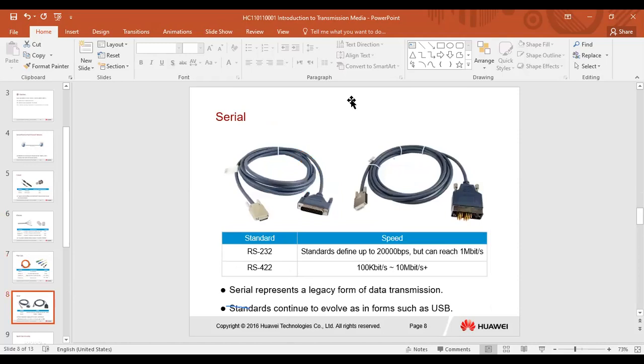Another form of medium is serial connectors. One of the main examples of serial connectors is our console cable. You better know, console cables are also called rollover cables, which are used to configure your switch or your routers. This cable has been used from the beginning till now. Okay, it also has two types. One is called RS. What does RS mean? R means recommended, S means standard.